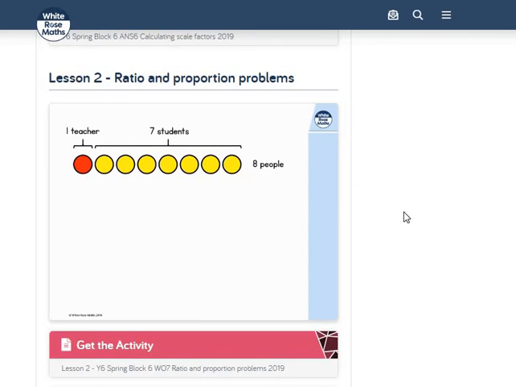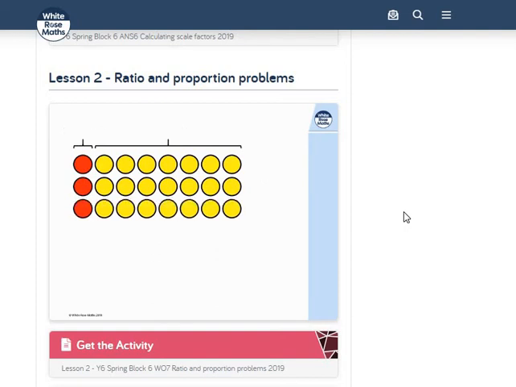We want to think about having 40 people. Let's carry this on. Let's add another teacher. So we'll have to add another 7 students. 2 teachers, now 14 students. How many is that in total? 16 people. Let's add another lot. Now 3 teachers, 21 students. So in total, 24 people.